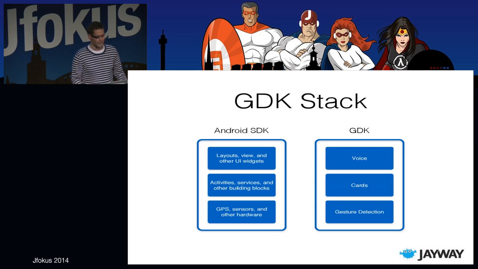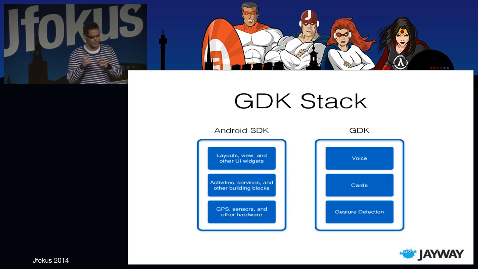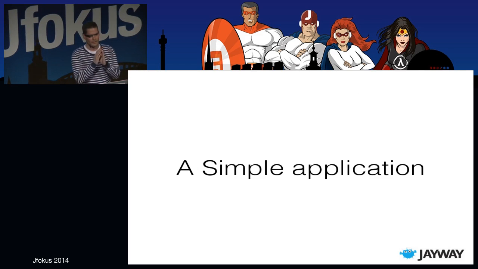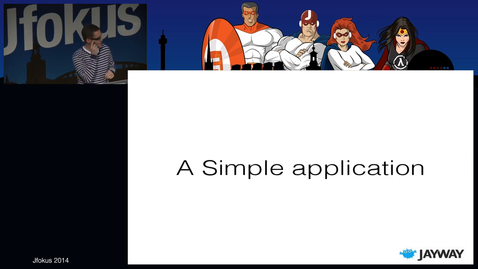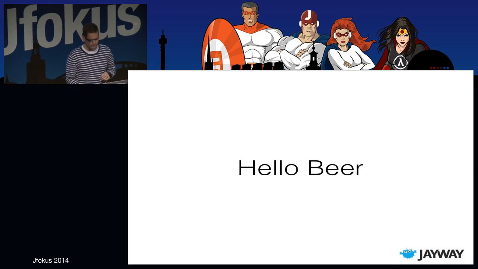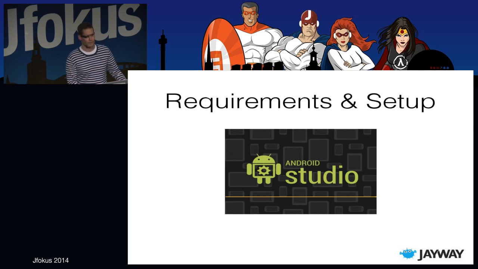If we look at the stack, you have the same Android SDK that you're used to. You have layouts, views, activities, services, etc. The GDK contains a package for voice, and you use that package to hook up into the system. There are cards. Cards are events on the timeline, and you have gesture detection to be notified when something happens. So I'm going to build a simple application. It's like the hello world for the glasses, except I'm going to call it Hello Bear.